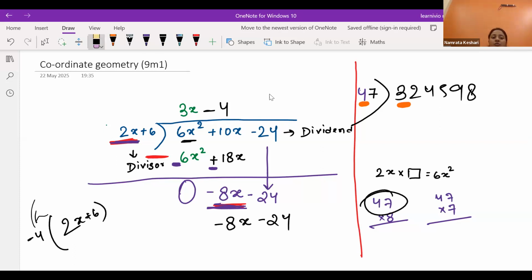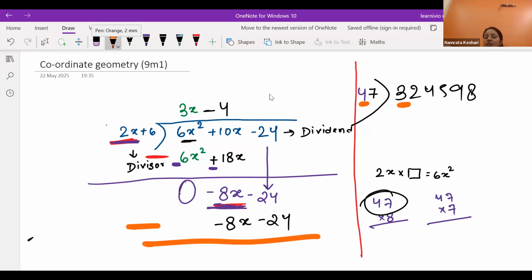Now there also you do subtraction, here also you will do subtraction. Due to this subtraction sign, each and every sign will reverse because this is exactly in bracket. So each and every sign is reversing. This minus 8x is becoming positive 8x, and minus 24 is becoming plus 24.